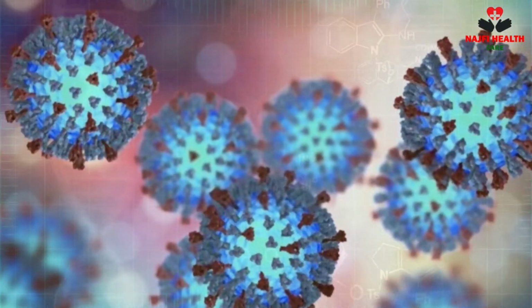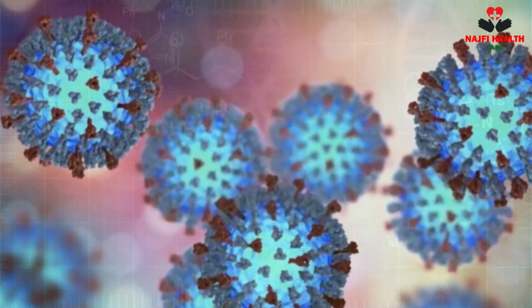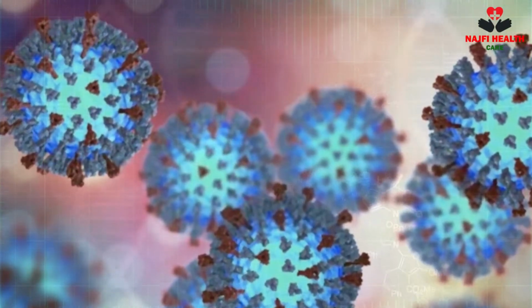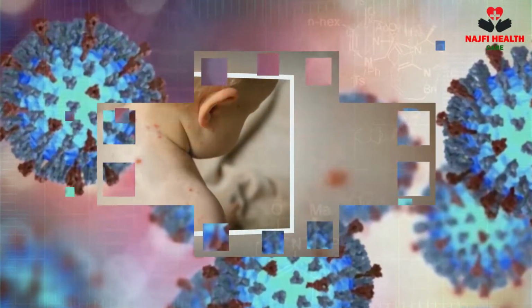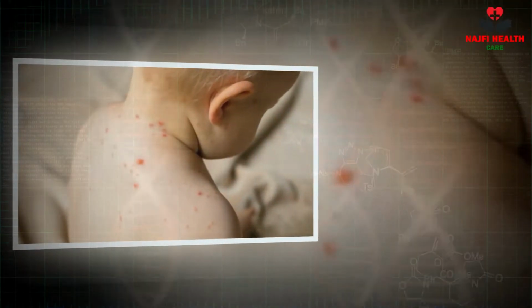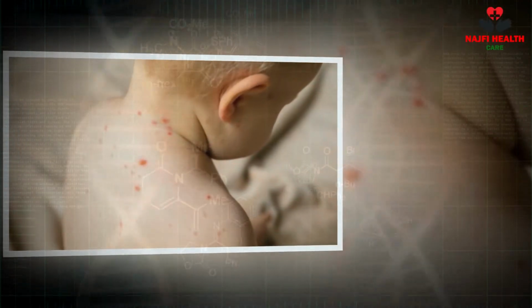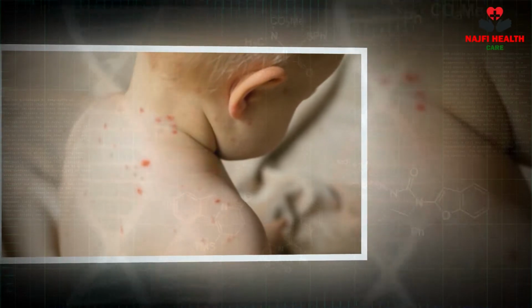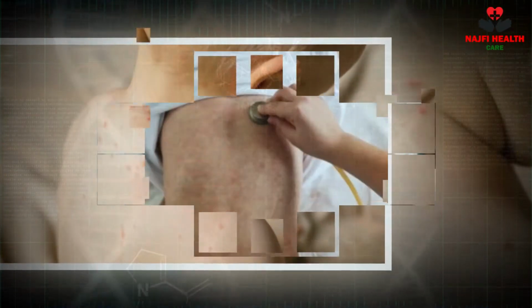The main risk factor for catching measles is being unvaccinated. Additionally, some groups are at a higher risk of developing complications from measles infection, including young children, people with a weakened immune system, and pregnant women.